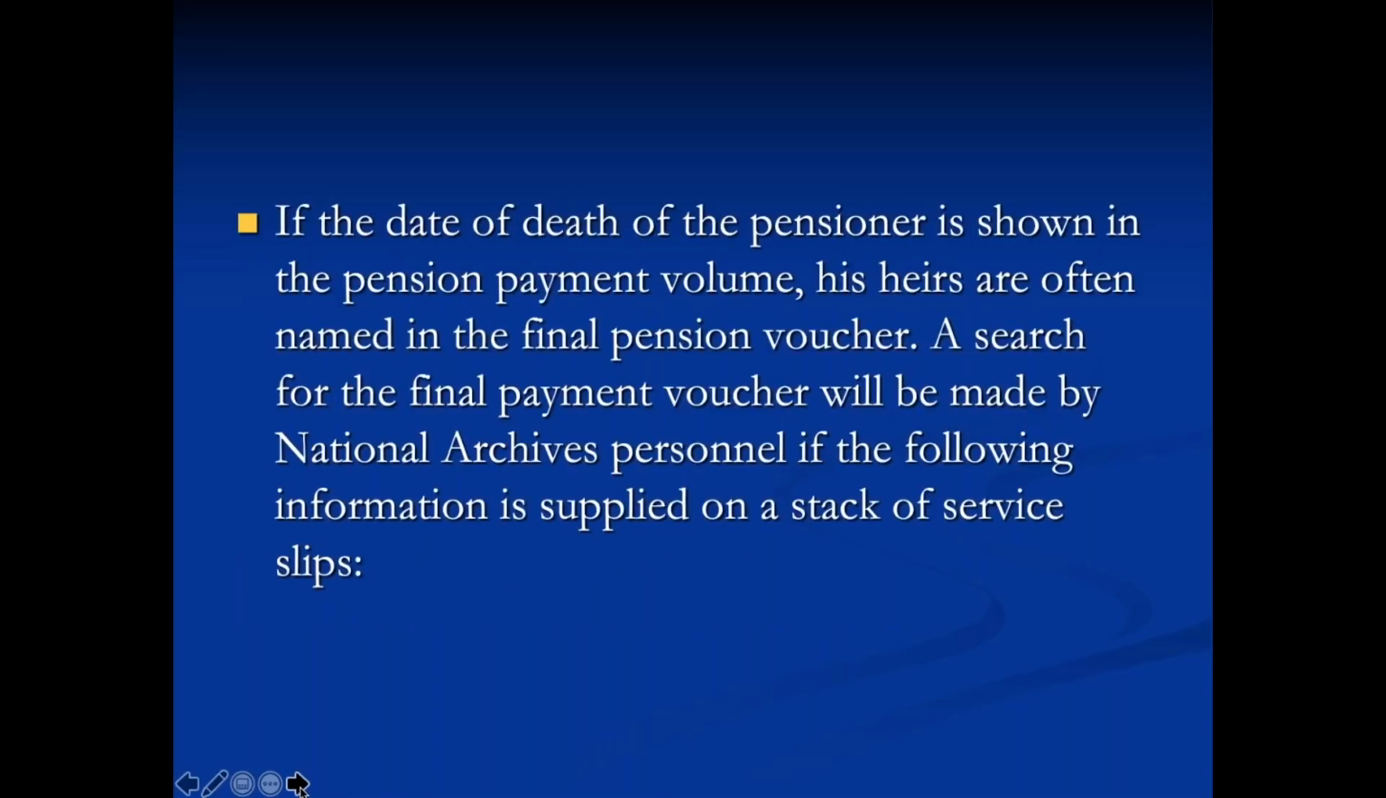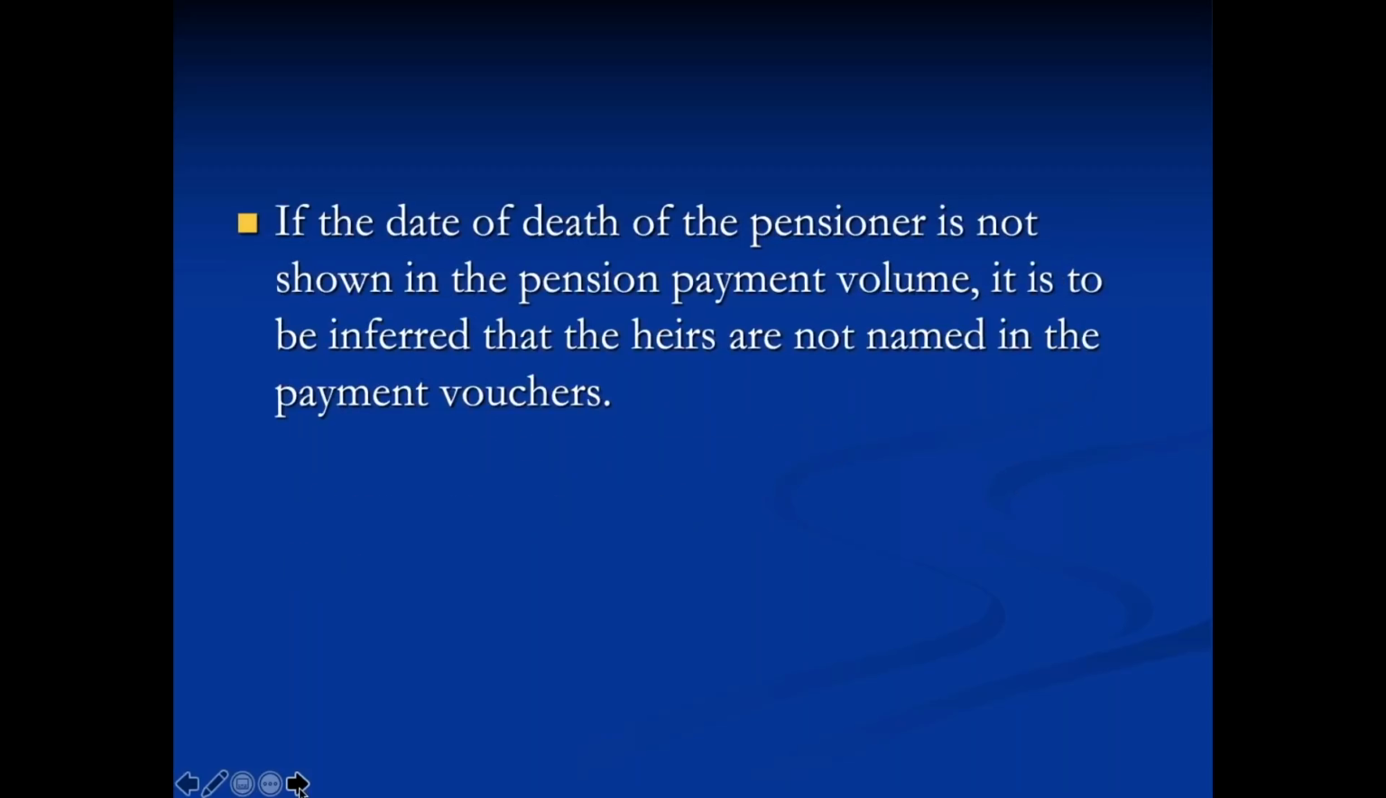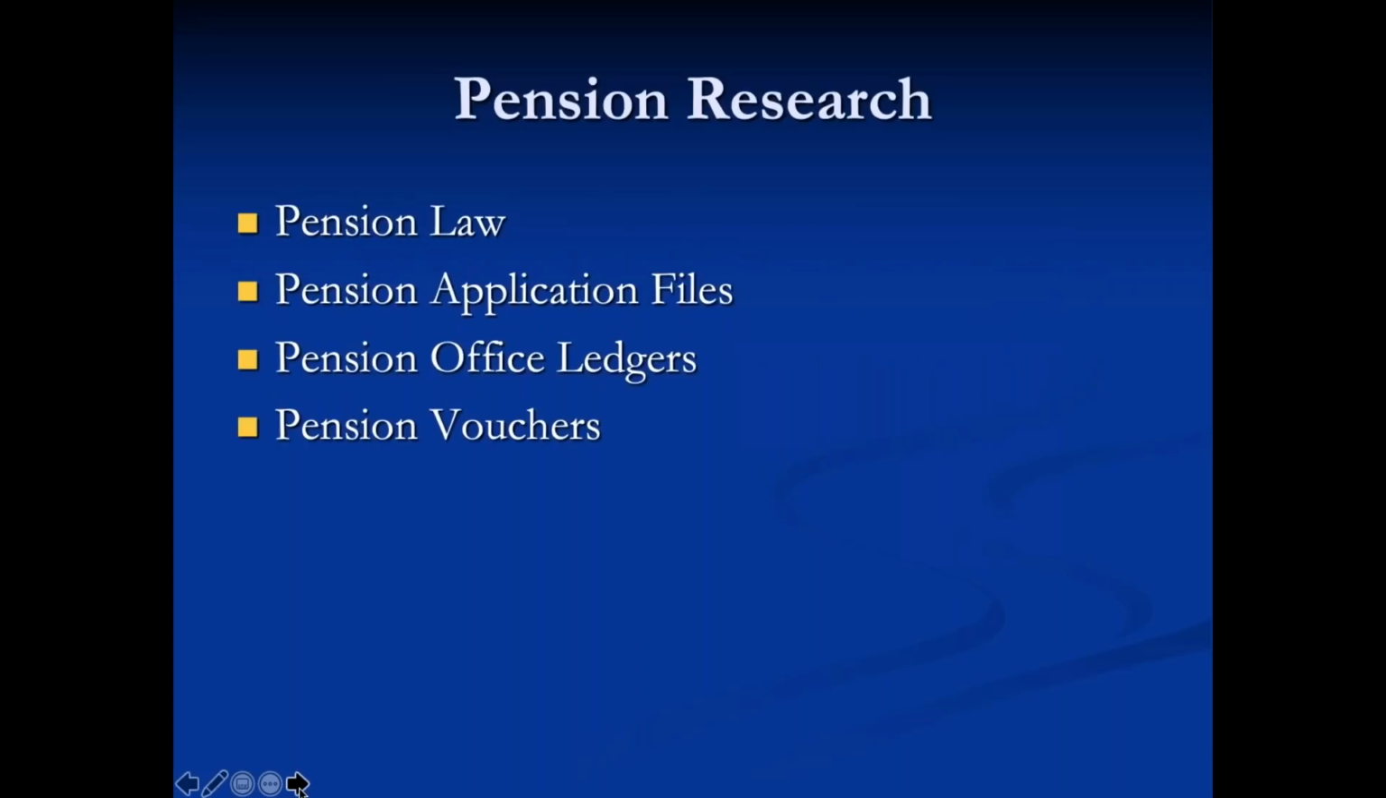So if the date of death is there, then it's likely that the heirs are going to be shown. If it just stops and there's nothing after that, that's probably a last payment, and it's likely that we'll not be able to find the names of heirs, although the wife may be named in a previous pension voucher, but it's not likely.